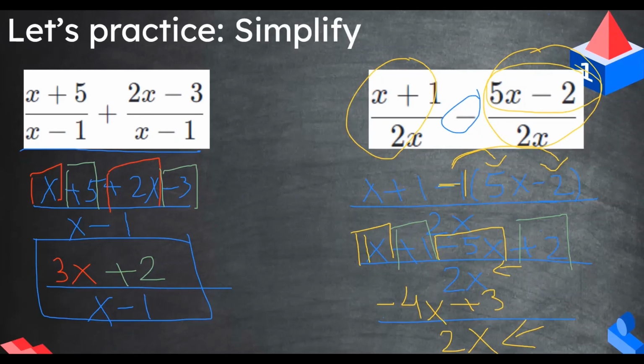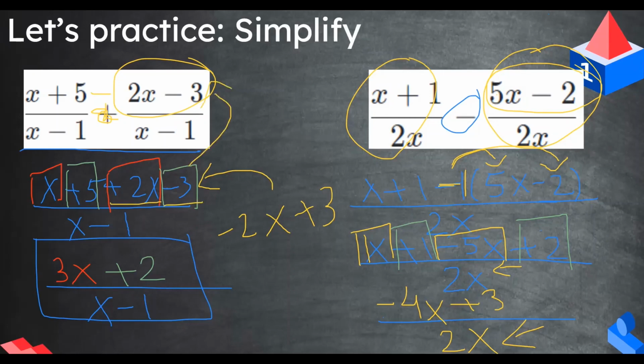That would apply in here too. If this was not plus, if it was minus, that would change to negative 2x plus 3. This thing would change into that, right? You guys see how it's plus 2x minus 3, whatever it originally was in here. But if it was subtraction instead of addition, it would change it. It would become the opposite of what it was originally.